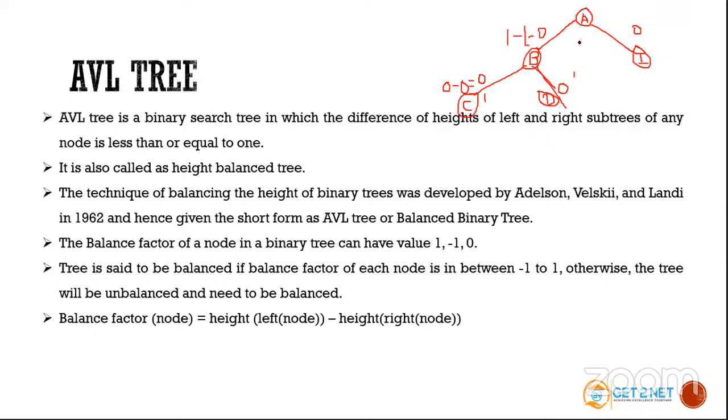In the A node, what is the height of A node? Here in the left side, it is 1. This is 1 and this is 2. That means it is 2. There is 2 in the left subtree. And in the right subtree, there is 1. 2 minus 1, that is equal to 1. Yes, this tree is balanced because 1 is one of the balance factors.